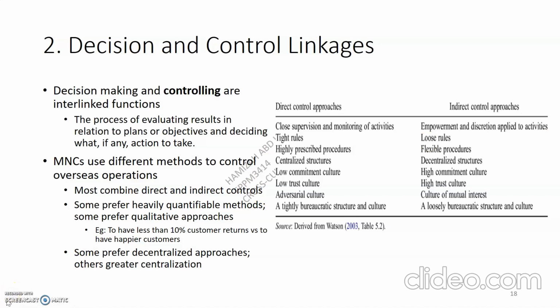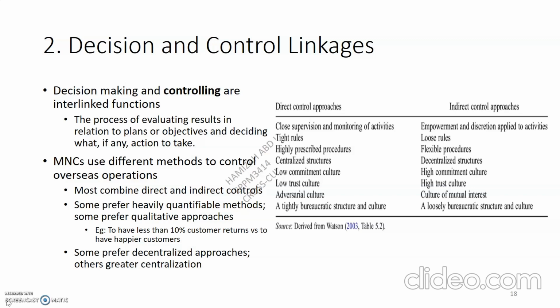Multinational companies will use different methods to control their overseas operations or their subsidiaries. Usually it's a combination of direct and indirect controls. It is also a combination of highly quantifiable methods and highly qualitative methods. With heavily quantifiable methods, you can see it in terms of goals. What are their goals? To have less than 10% customer returns. With qualitative approaches, our goal is to have happier customers. That is qualitative.